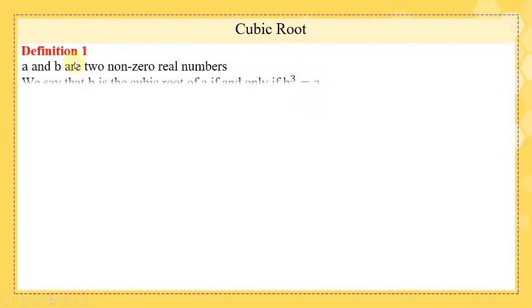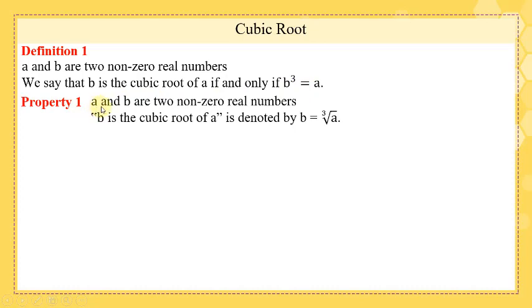Cubic root. Definition: a and b are two non-zero real numbers. We say that b is the cubic root of a if and only if b to the power 3 is equal to a. Property: a and b are two non-zero real numbers. b is the cubic root of a. It is denoted by this notation, and we read it: b is equal to cubic root of a.